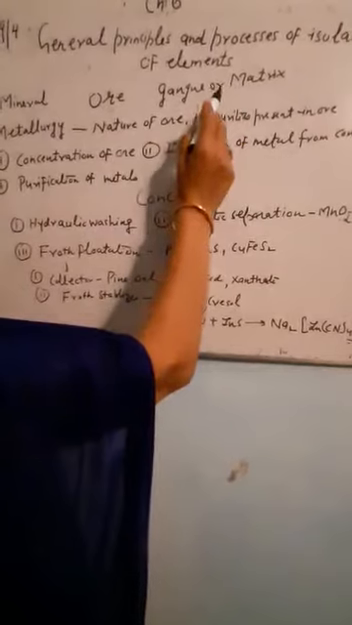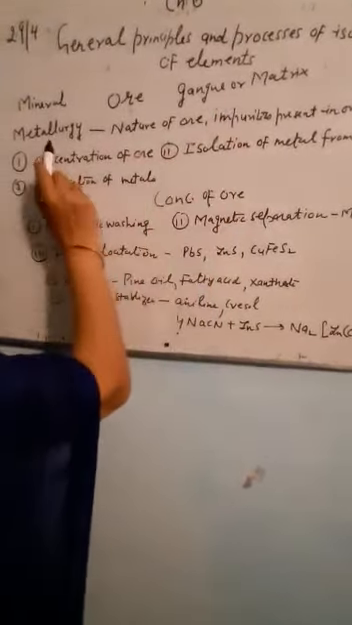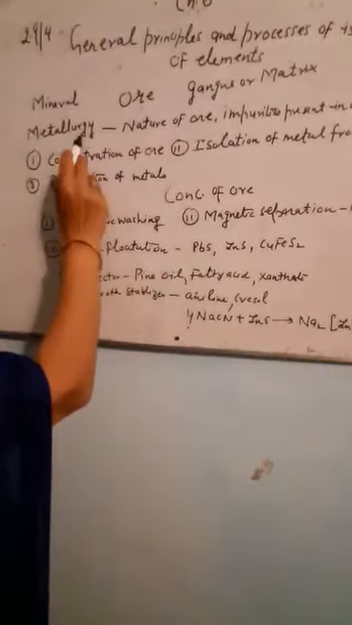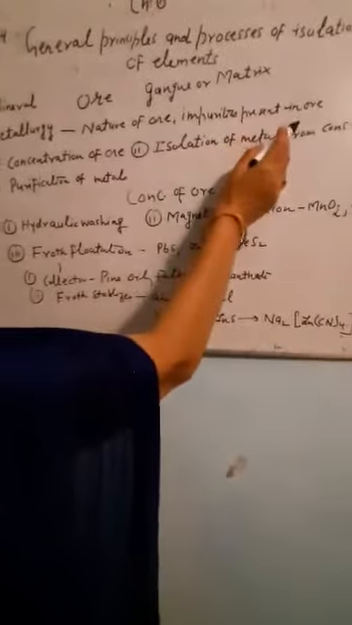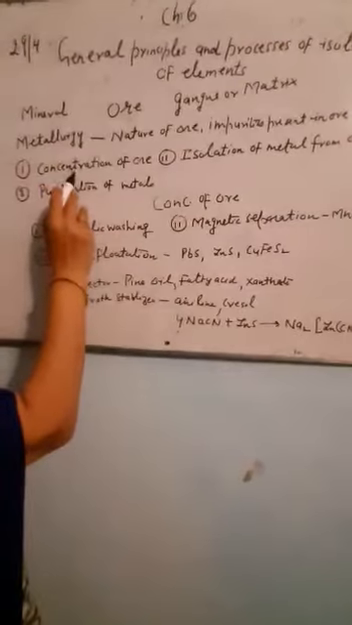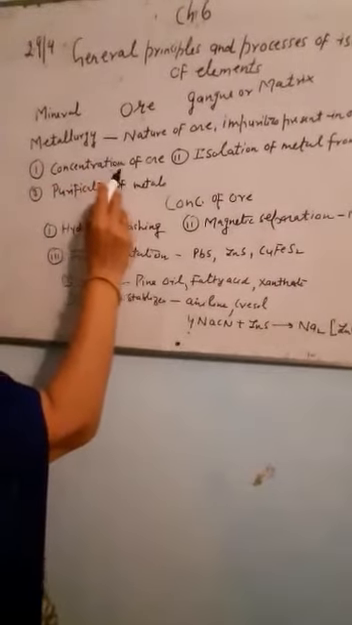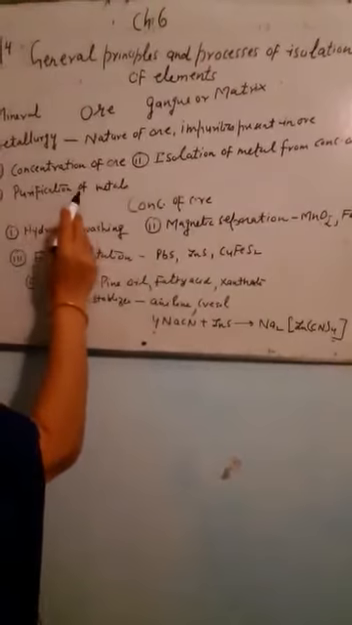The process of isolation of each and every element is different, but there are some common processes which are used for the isolation. The extraction of metal by these steps is known by the name of metallurgy. It depends upon the nature of the ore and upon the impurities present in it. There are three methods by which the metal can be obtained from any mineral. First one is concentration of ore, then isolation of metal from the concentrated ore. Third is the purification of metal.